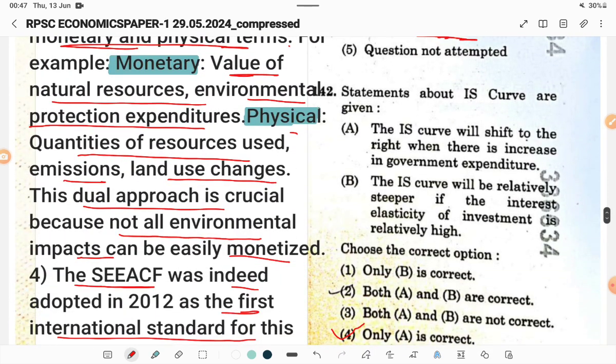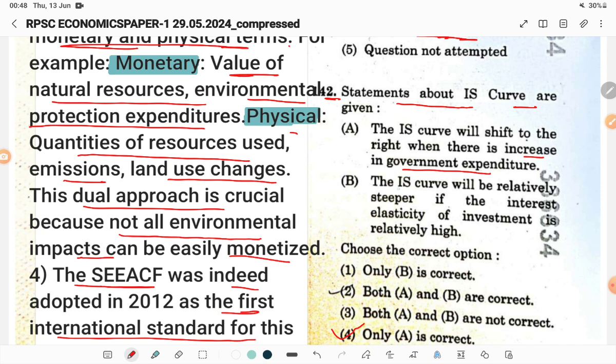And on the next question, 142, statements about the IS curve are given. The IS curve will shift to the right when there is an increase in government expenditure. This statement is generally correct. An increase in government expenditure will lead to a higher aggregate demand, which in turn increases the equilibrium level of output and shifts the IS curve to the right.